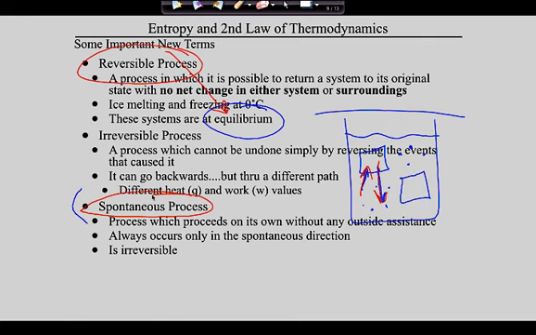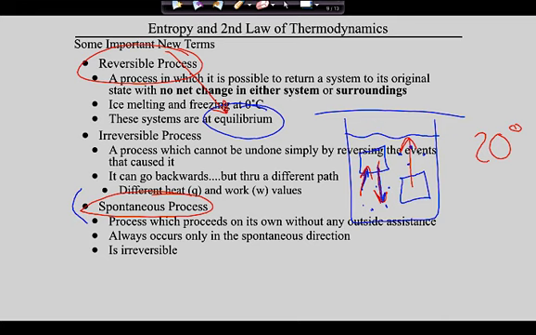Yeah, so let's do this. Let's take our cup of ice and now let's heat it up to 20 degrees Celsius. Now what happens? It melts but it doesn't freeze. So now is it spontaneous? Yes, because it melts all on its own and it doesn't freeze all on its own. So by changing the temperature, we just took a reversible process and made it spontaneous by giving it a direction.